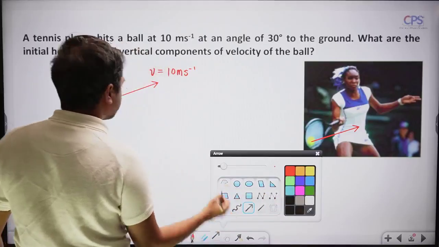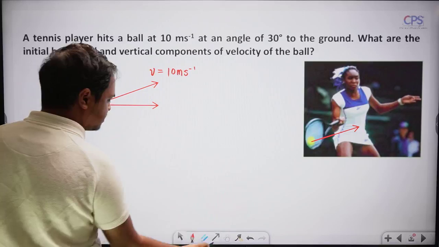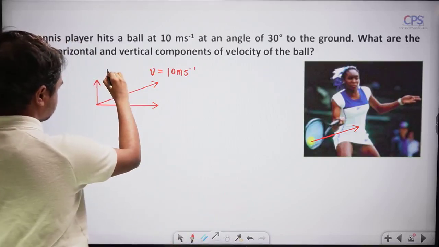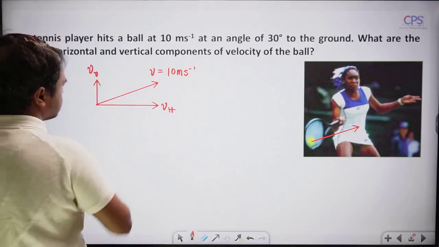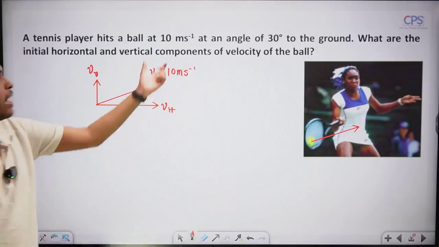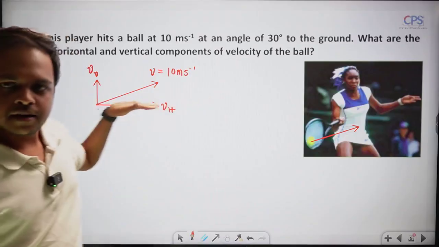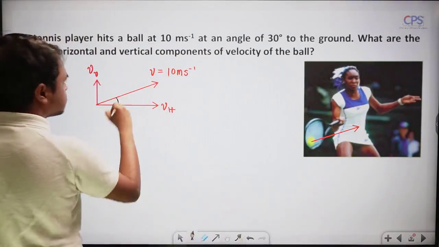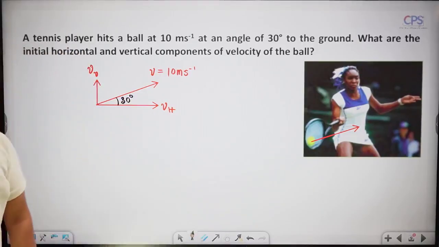Now we need to get the components here, okay? This is the horizontal component and this is the vertical component. Very easy. Now what is the angle? At an angle 30 degree to the ground. The ground is in the horizontal axis, right? So this will be how much? 30 degree. Now this is easy question.